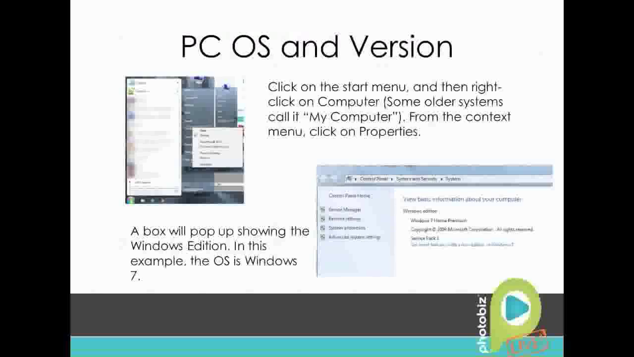If you right-click on Computer, you'll get a little context menu, and from there you'll want to click on Properties. What that'll do is pop up the little box with the properties for your system, and the very top of it will tell you what the Windows edition or the Windows version is that you're using. In this case, for example, the OS is Windows 7 Home Premium. We really just need Windows 7.